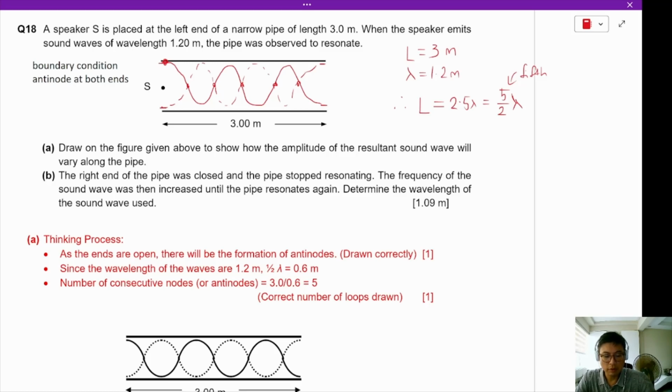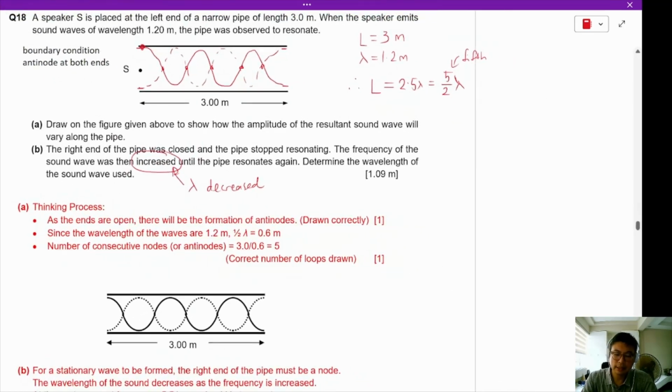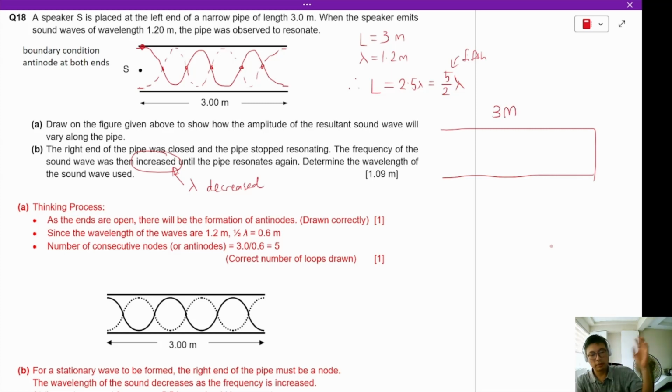The frequency of the sound wave was increased. Now, if the frequency is increased, the wavelength is decreased. Until the pipe resonates again, determine the wavelength of the sound wave used. Now, in order to do this, let's draw the pipe over here. This pipe will be 3 meters. The pipe length doesn't change, but now the boundary condition will change. This is going to be the antinode, and this is going to be the node.